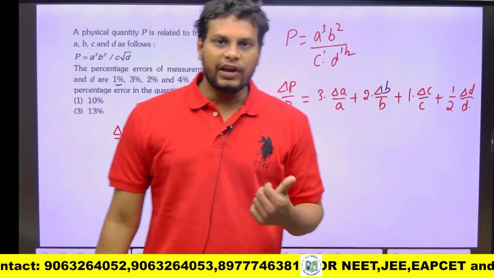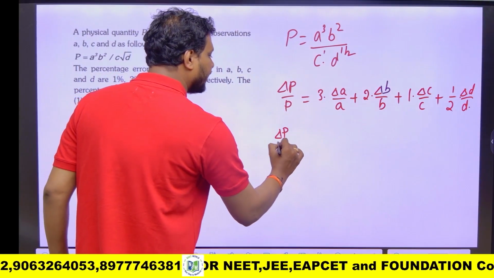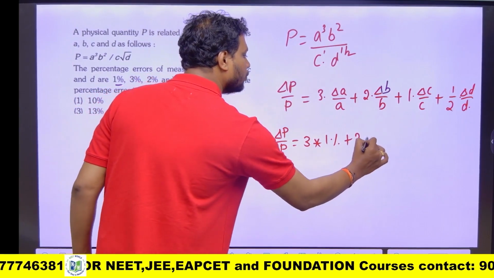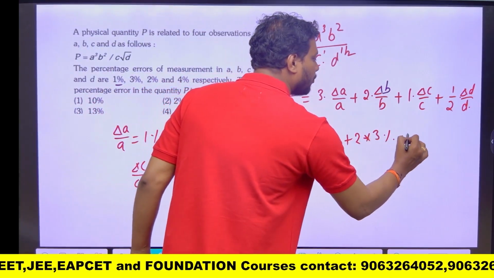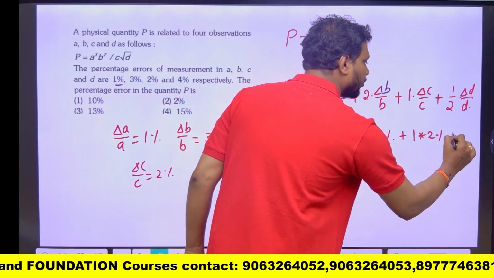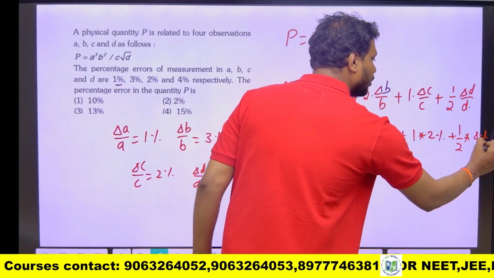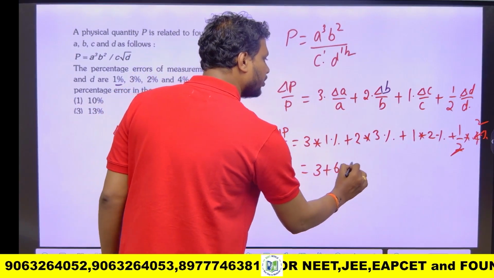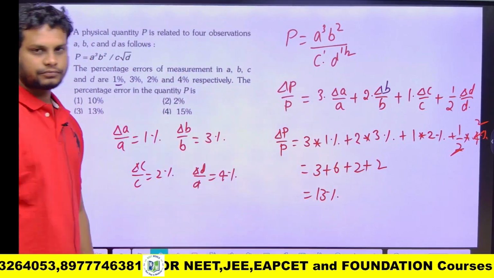Then we have the percentage error of delta a by a, which is equal to 1%. Then we can write 3 into 1%, plus 2 into delta b by b. What is delta b by b means 3%, plus 1 into delta c by c, which is equal to 2%, plus 1 by 2 into delta d by d, which is equal to 4%. Then we can cancel 2 times here, and this is 3 plus 6 plus 2 plus 2, which is equal to 13%. This is the answer.